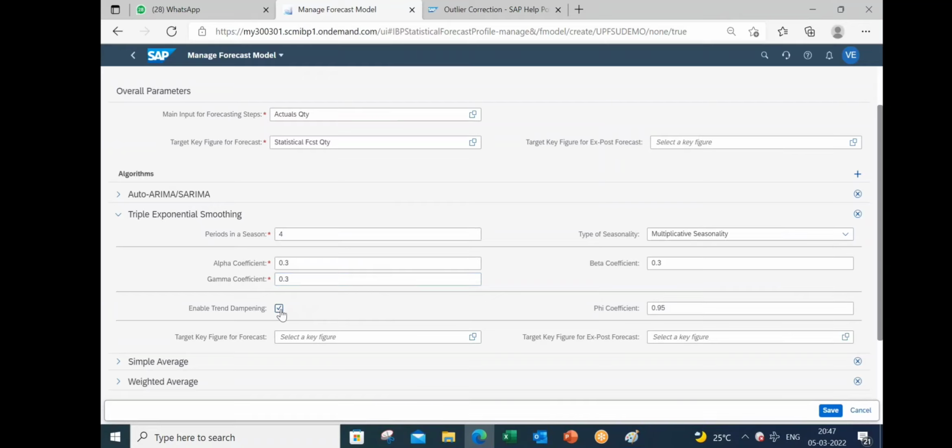Okay. Enable trend dampening. If you want to do trend dampening, as I said, the phi coefficient is for trend dampening. So if you want to do some trend dampening, you can use phi. Okay. Again, you have to give the target key figure here.